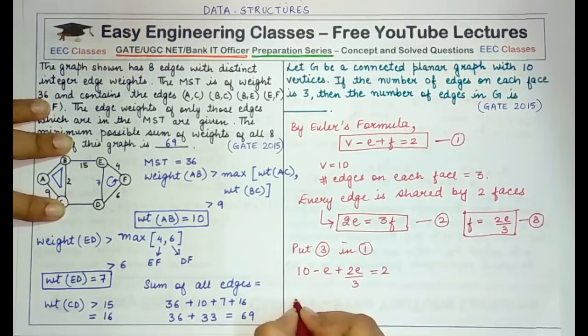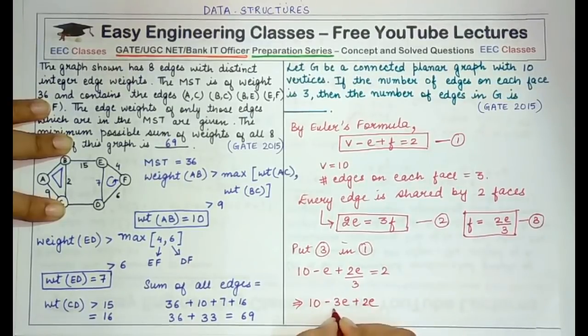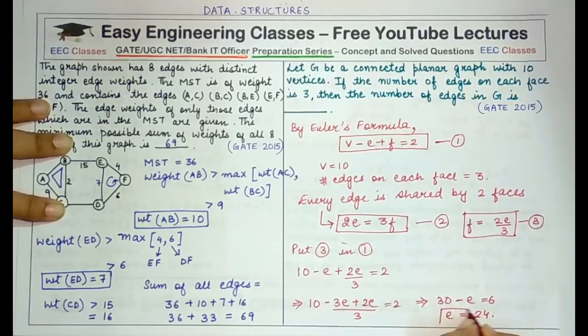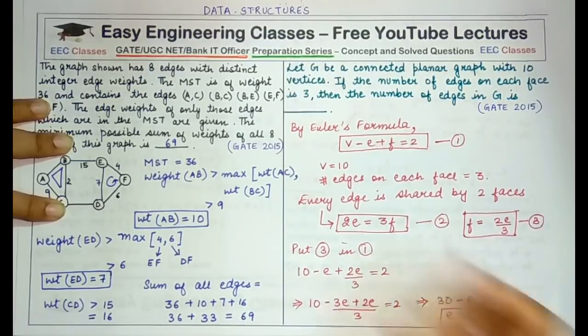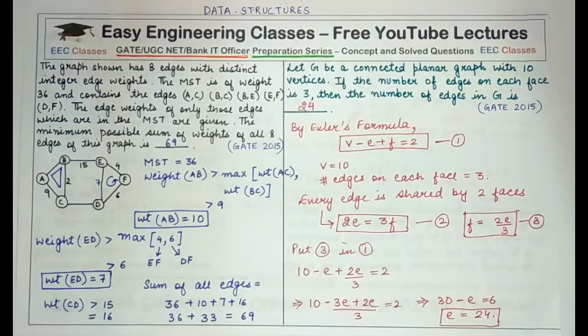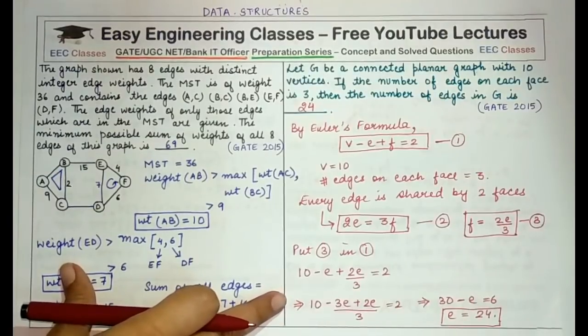So this is equal to 10 minus 3E plus 2E by 3 equal to 2. This is equal to 30 minus E equal to 6, and E is equal to 24. So E equal to 24 is your answer, or there are 24 edges in a connected planar graph which has 10 vertices, and the number of edges on each face is 3. That is how you will solve these two questions.